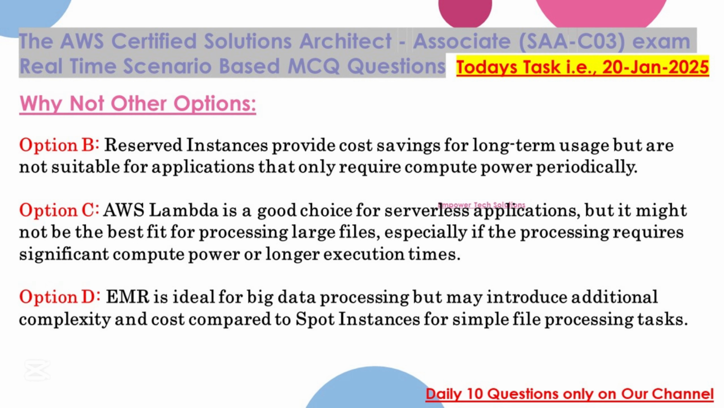Why not other options? Option B: Reserved instances provide cost savings for long-term usage, but are not suitable for applications that only require compute power periodically. Option C: AWS Lambda is a good choice for serverless applications, but it might not be the best fit for processing large files, especially if the processing requires significant compute power or longer execution times. Option D: EMR is ideal for big data processing, but may introduce additional complexity and cost compared to spot instances for simple file processing tasks.